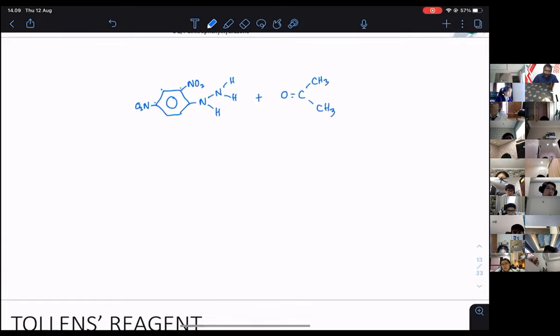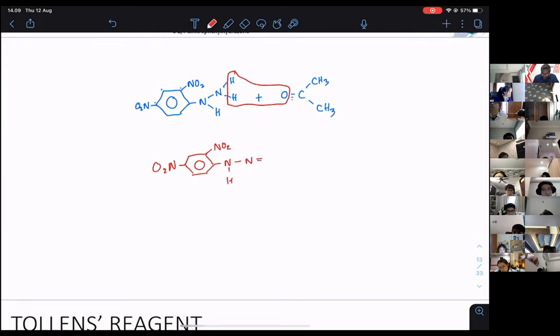It's quite easy. How they will react: both hydrogens from this NH2 will react with the O to give you water. And they will give you something like this. I'll just draw the molecule again. They will give you NO2 here, N, H, and there is a double bond. I put the double bond over there. And then C, and then CH3.